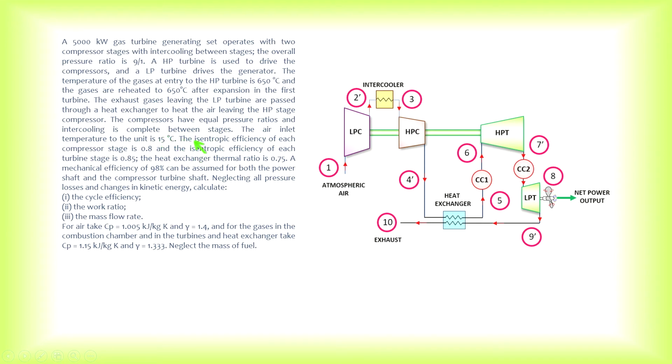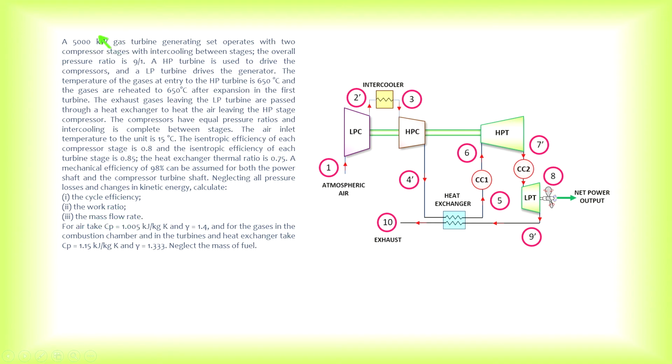The question has given us the isentropic efficiency of each compressor stage as 0.8. And the isentropic efficiency of each turbine is 0.85, these two. The heat exchanger thermal ratio, I will define thermal ratio afterward, is 0.75. The mechanical efficiency is also given as 98% for both the power shaft and the compressor turbine shaft, neglecting all pressure losses and the changes in kinetic energy. Then the question asks us to calculate the cycle efficiency, the work ratio, and the mass flow rate.